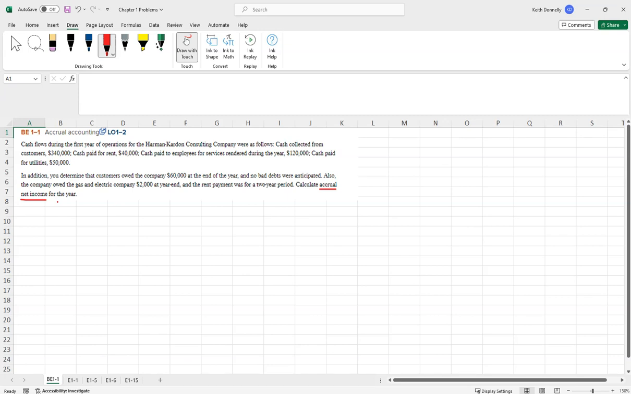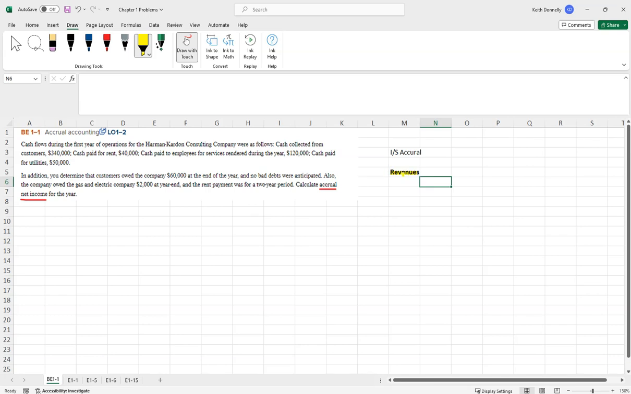So what's going on? They're giving us a lot of cash inflows and outflows. That's great for the cash basis of accounting, but we know that in accrual basis we only recognize those revenues when we earn them, and we only recognize those expenses when we incur them, right? So what's going on here? If we were to make an accrual basis income statement, the first thing we have to do is have our revenues.